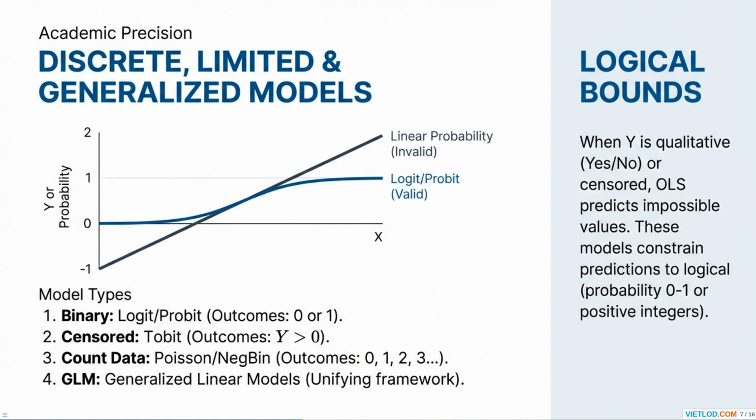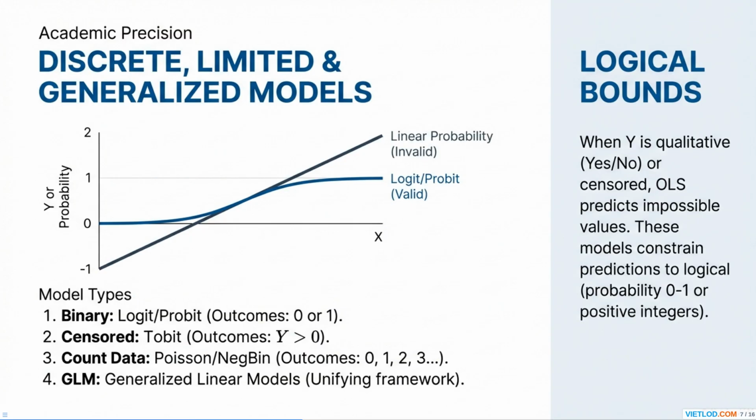When the dependent variable, y, is not a continuous number, standard ordinary least squares is inappropriate. As the graph clearly shows, a linear probability model can predict nonsensical values, such as probabilities below 0 or above 1. Instead, models like Logit and Probit provide logical bounds, ensuring predictions stay within a valid range, such as probabilities between 0 and 1.